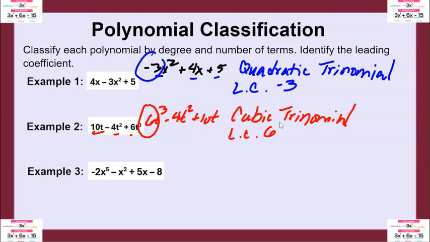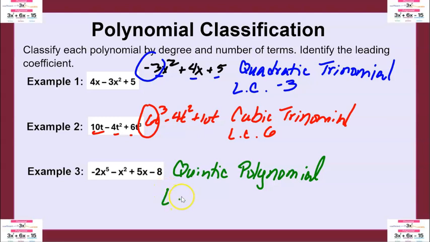And example 3, this one's actually already in standard form. This has a degree of 5, and a degree of 5 would be quintic. And I have 1, 2, 3, 4 terms, so this would be a polynomial. And the leading coefficient is a negative 2. So that's how you can classify polynomials based on degree and number of terms.